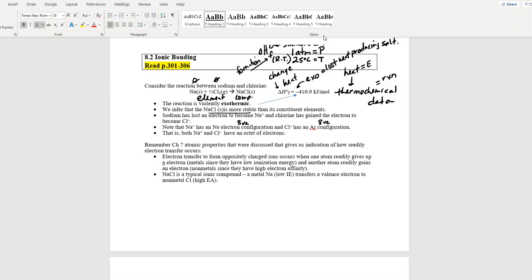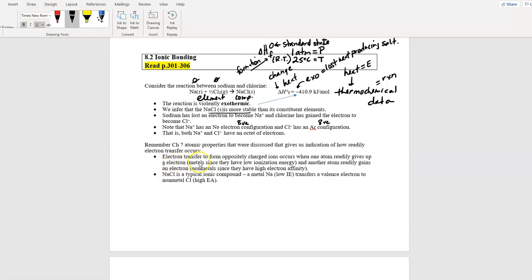Now, you have to remember from chapter 7, don't start losing that information from chapter 7 just from last week. Properties: electrons transfer to form oppositely charged ions when one atom very easily gives up electrons, and we already know metals love to do this. Metals have very low ionization energy, so that's why they lose electrons very easily. Nonmetals have very high ionization energy, because they don't want to lose electrons. They want to gain electrons.